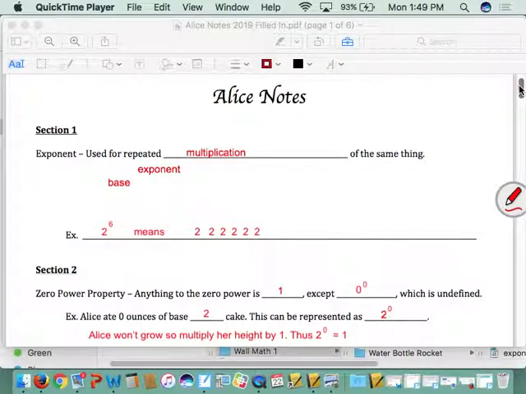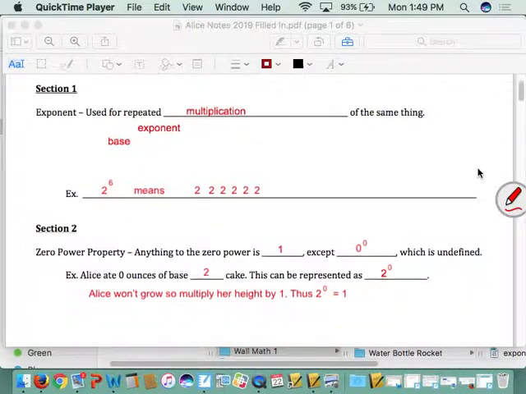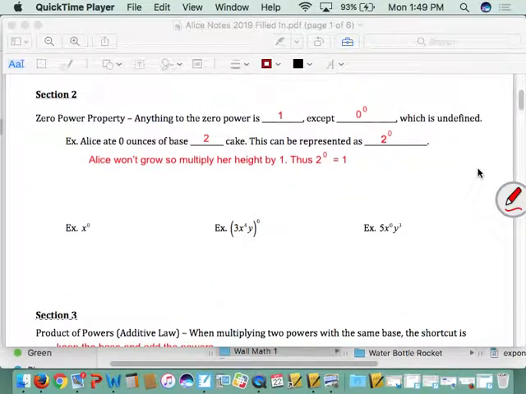On section 2, we have the zero power property. Anything to the zero power is 1, except for 0 to the 0, which is undefined. And that's the exception that we were talking about during class.